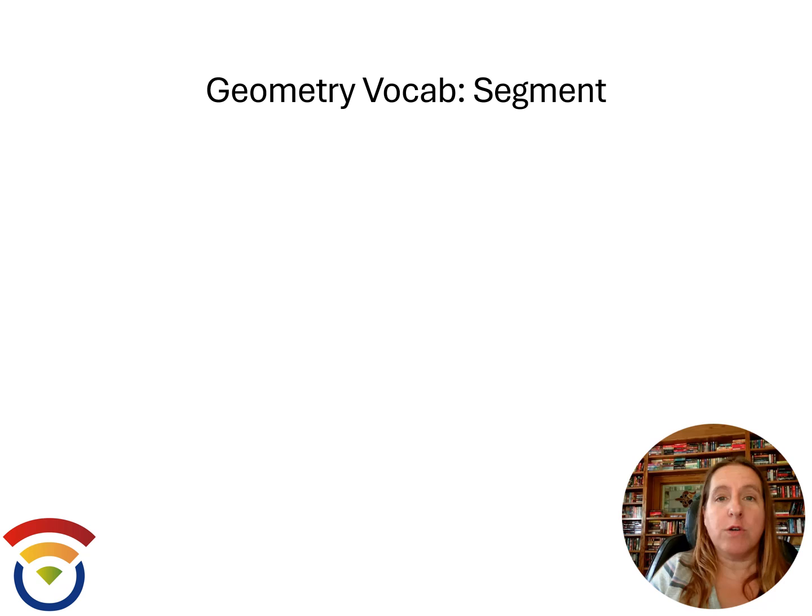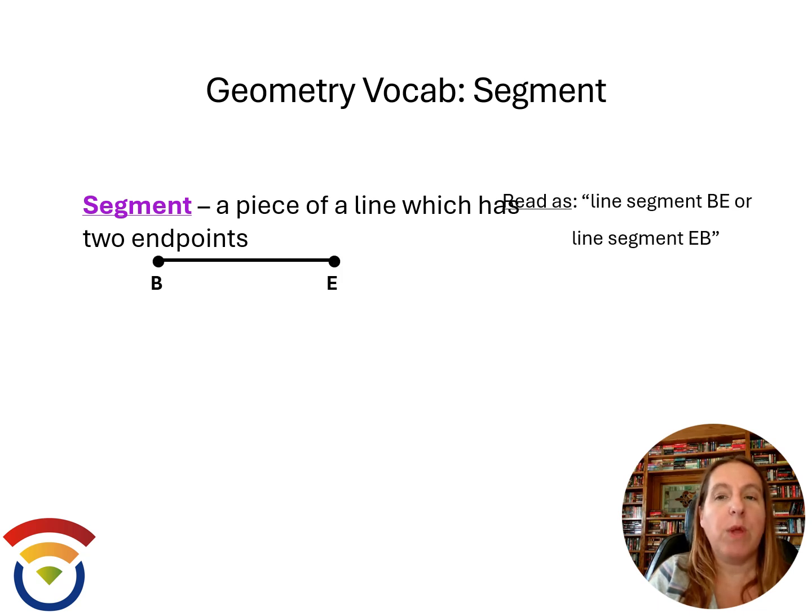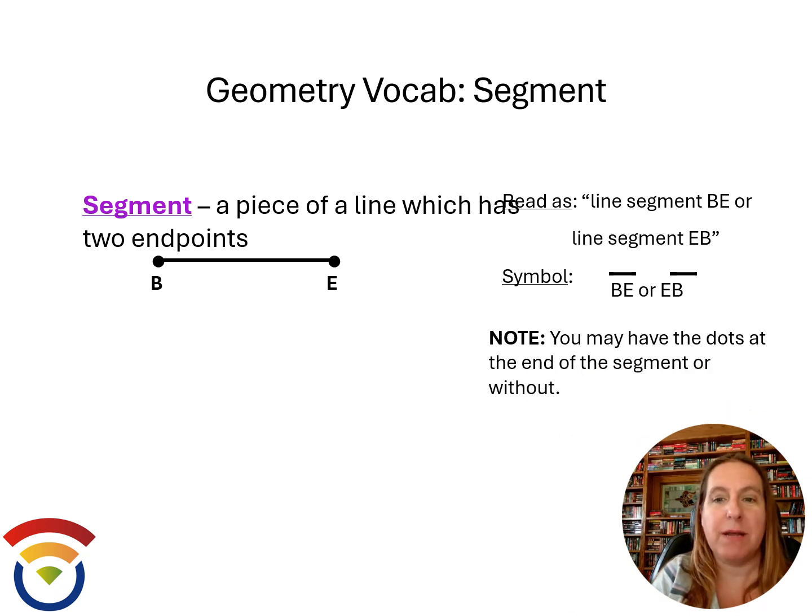A line goes forever, but we can have a part of a line, and we call that a segment. A segment is a part of a line which has two endpoints. We read that as segment. This can be called segment BE or segment EB. The order doesn't matter as long as we use the beginning and end of that segment. For symbols, there'll just be a straight bar above it.